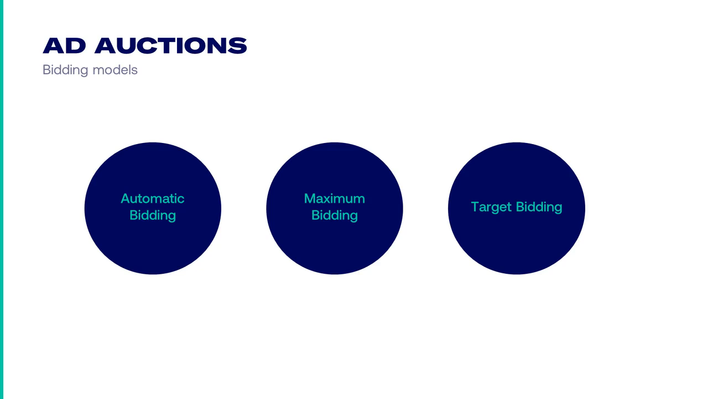This enables users to auto-optimize their bids for a given campaign objective, allowing budget to be optimized on the advertiser's behalf. The second option is maximum bidding. This allows users to manually select how much a lead, click, or engagement is worth to their business. And finally, target bidding provides users the ability to average out a specific price per engagement.